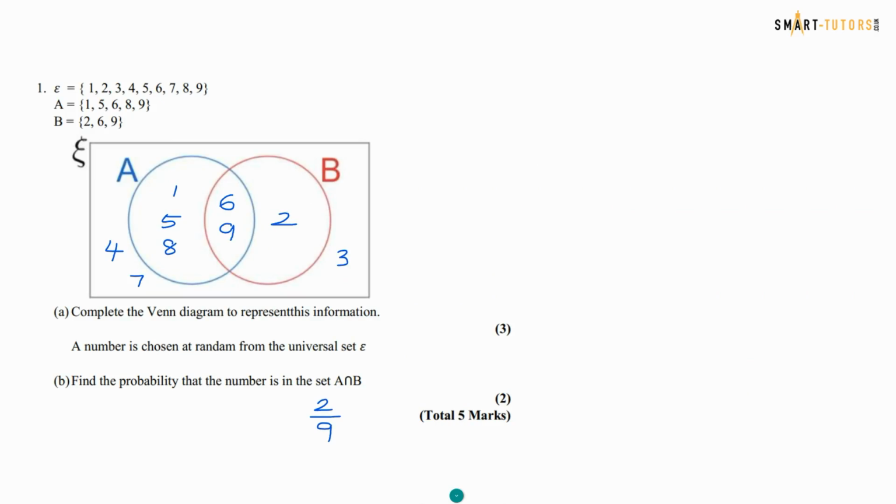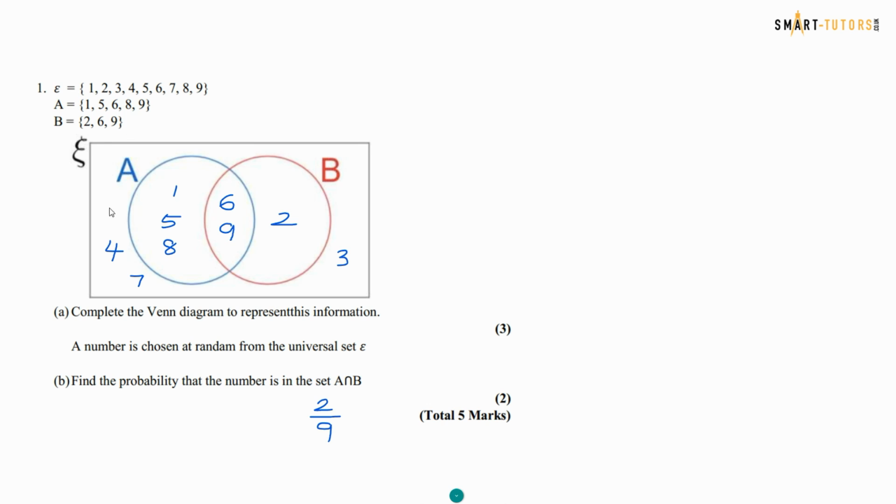Question number 1. The universal set is given: 1, 2, 3, 4, 5, 6, 7, 8, 9. Set A is given, and set B is given. Complete the Venn diagram to represent this information. So what we want to do is find the common element, which is the intersection. 6 and 9 have to go in the middle.